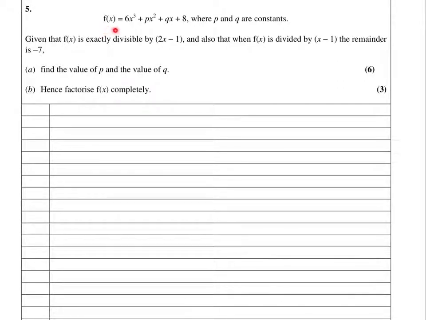In question 5, we're given this polynomial, and we're told that p and q are constants, so they're the coefficients of x squared and x. Next line, you're told f of x is exactly divisible by 2x minus 1. Immediately, I think factor theorem, and I'm going to write that down straight away. That means f of a half equals 0.